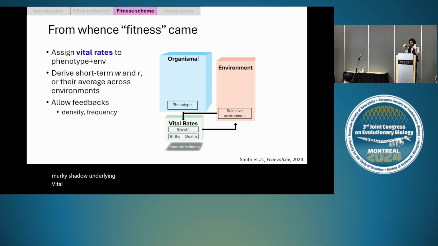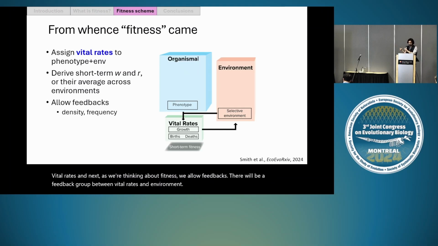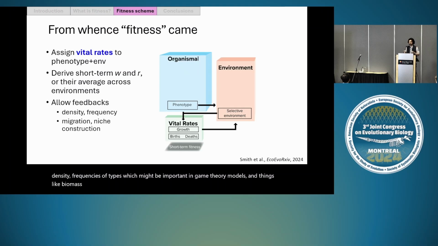And next, as we're thinking about fitness, we allow feedbacks. There will be a feedback loop between vital rates and environment. All births, deaths, and growth affect the environment in terms of, for example, population density, frequencies of types, which might be important in game theory models, and things like biomass. And the phenotype also affects the environment. This could be something like migration, or where the environment is chosen by an organism, or it could be something like niche construction. It's some concept of the extended phenotype.